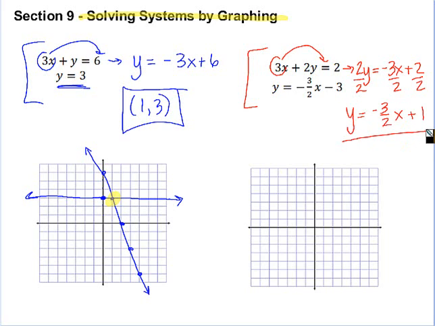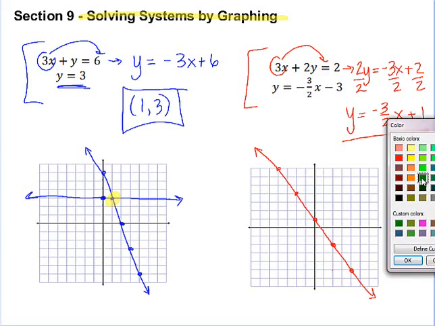So I can now graph that line. My y-intercept is 1. I have a slope of down 3 over 2. And once again, I'm going to take that slope and extend it across the entire graph. I will take a straight edge or a ruler and connect those together. There's my first graph.